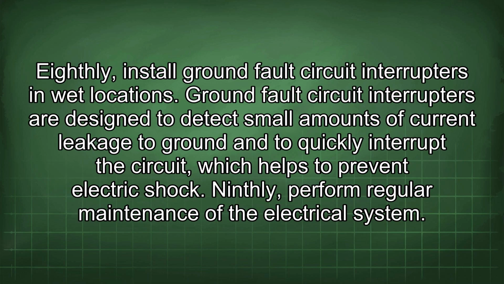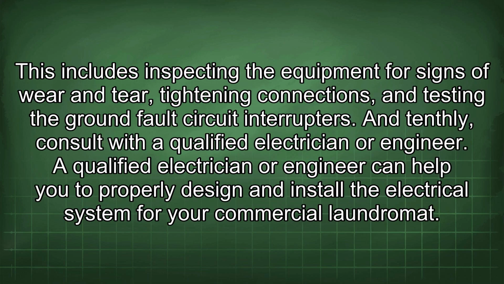Eighthly, install ground fault circuit interrupters in wet locations. Ground fault circuit interrupters are designed to detect small amounts of current leakage to ground and to quickly interrupt the circuit, which helps to prevent electric shock. Ninthly, perform regular maintenance of the electrical system. This includes inspecting the equipment for signs of wear and tear, tightening connections, and testing the ground fault circuit interrupters. And tenthly, consult with a qualified electrician or engineer. A qualified electrician or engineer can help you to properly design and install the electrical system for your commercial laundromat.